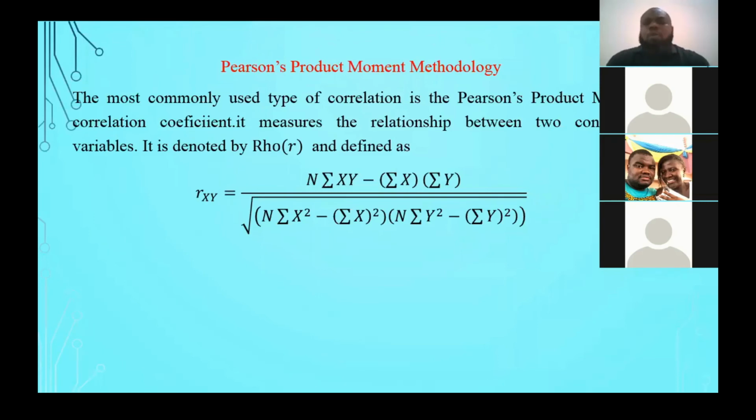The most commonly used type of correlation is the Pearson product moment correlation coefficient. It measures the relationship between two continuous variables. It is denoted by rho and defined here as rxy, that is the Pearson correlation coefficient between two variables X and Y, is equal to N, which shows the number of data, summation XY, the interaction between the two variables, minus the summation of X multiplying the summation of Y. This is divided by the square root of N summation X squared, minus summation of X all squared, multiplying N summation of Y squared minus summation of Y all squared.